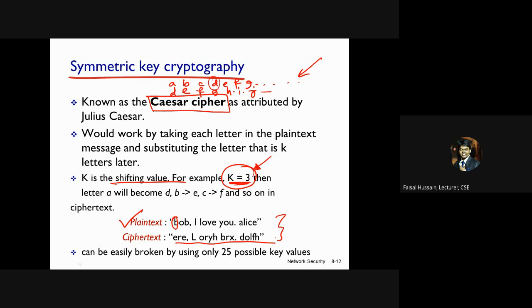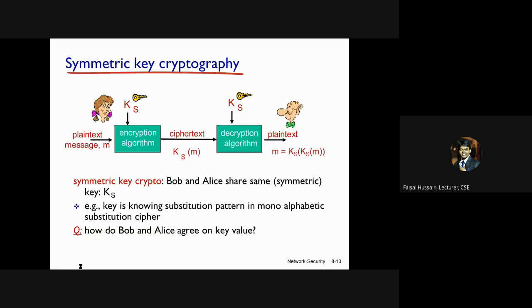The Caesar cipher can be easily broken, since there are only 25 possible key values. As you see, it is just shifted by 3, so there are only 25 possible keys. You can even make an analysis, that is cryptanalysis, go through the possibilities, find out the key value by guessing, and decrypt it.